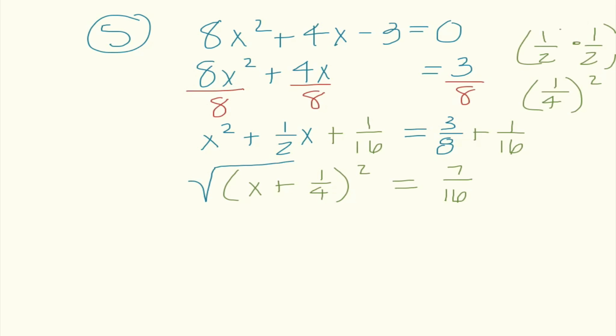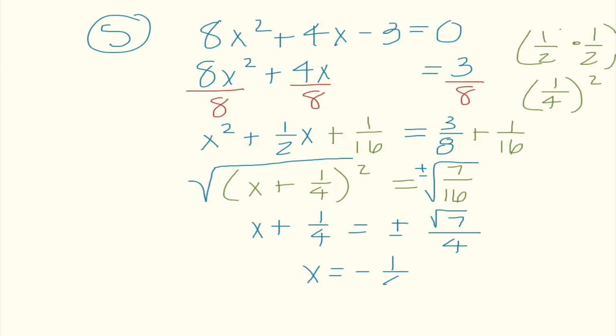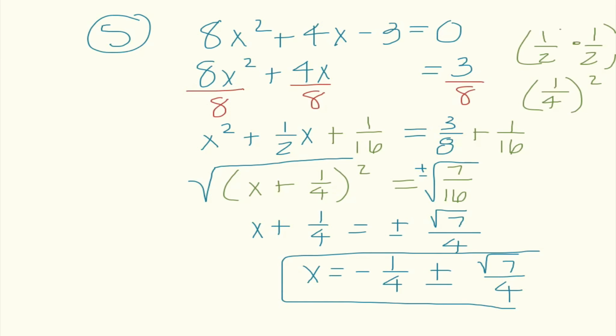So now I'm going to square root both sides, plus or minus square root over there. I get x plus 1/4 equals plus or minus radical 7 over radical 16, which is 4. Final thing I'm going to do is subtract 1/4. So I get x equals -1/4 plus or minus radical 7 over 4.